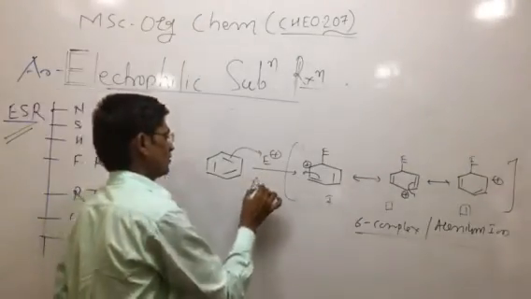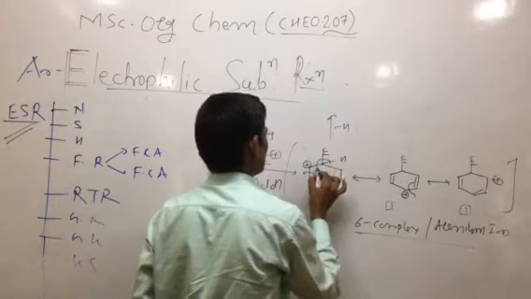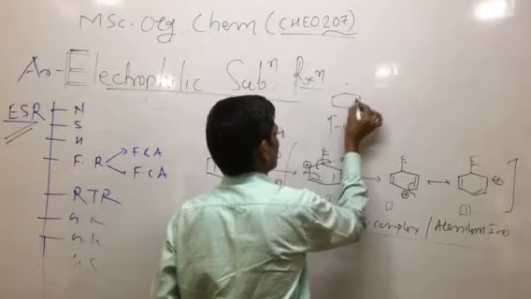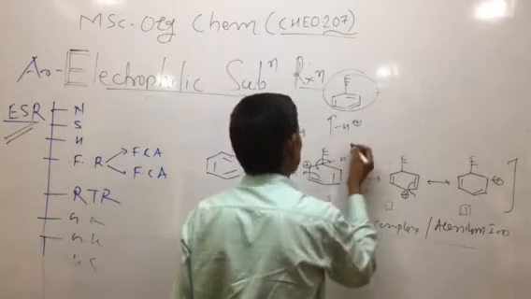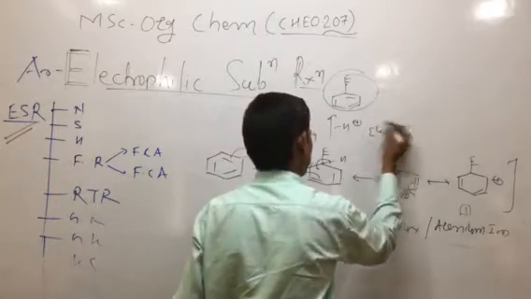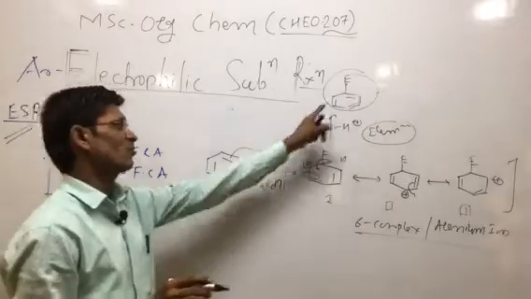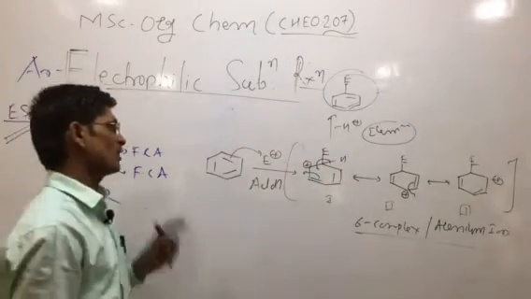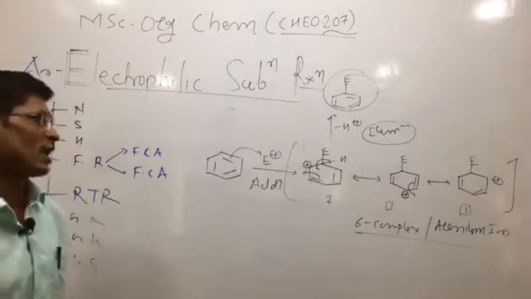First step what? Addition, and whenever we want to, this is minus H plus from here, minus H plus, then formation of what? These types of species. So this is called as what? Elimination takes place. In this step elimination takes place, here addition takes place. So this addition followed by elimination is known as what? Electrophilic substitution reactions on aromatic nucleus. Addition followed by elimination is the substitution reaction.